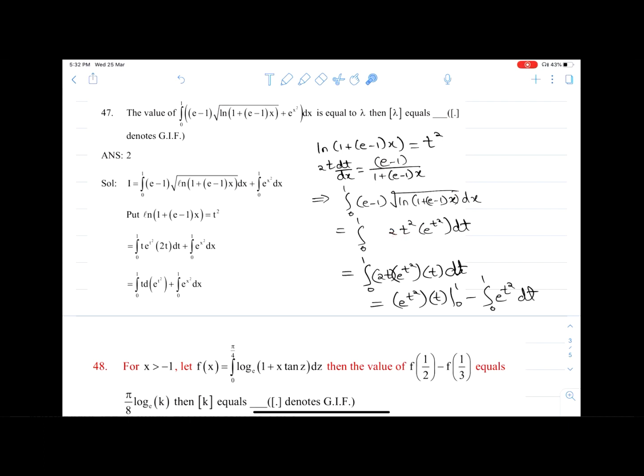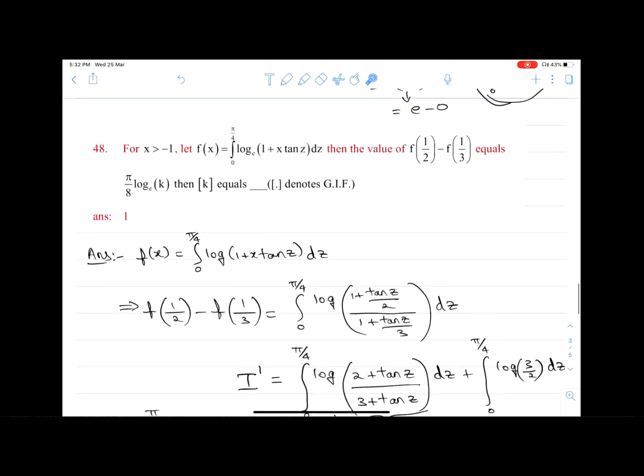Integral 0 to 1 of 2t square into e power t square dt, I am getting. For this I'll try to use integration by parts. I'll split 2t square as 2t into t. So e power t square into 2t integral is e power t square into t, limits from 0 to 1, minus integral 0 to 1 e power t square into derivative of t. Derivative of t is nothing but 1. So this part and this part get cancelled, and overall I'll get only this value, which is e minus 0. So the answer will be e, and the integer part of it will be 2.